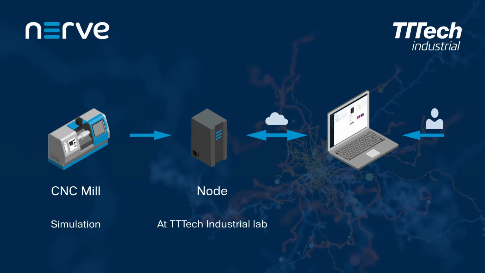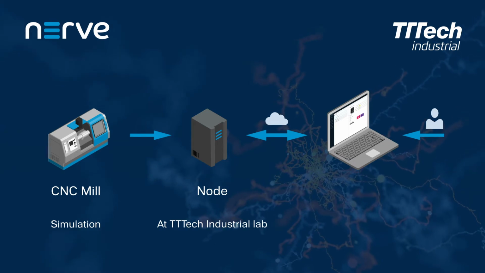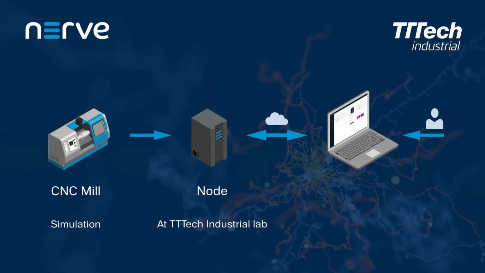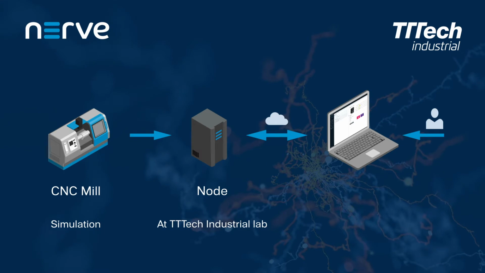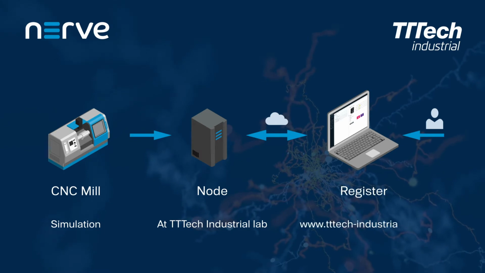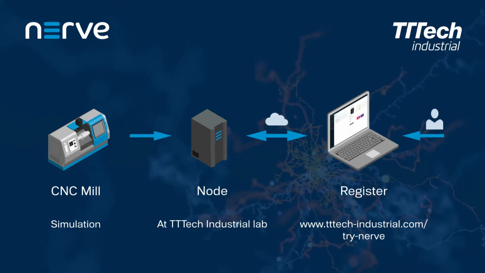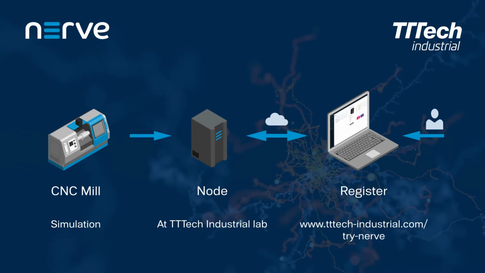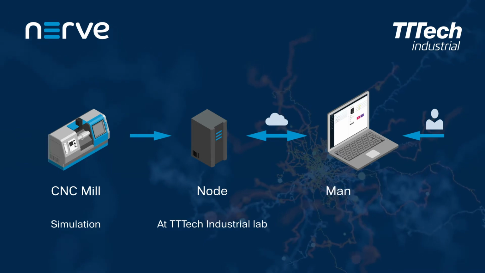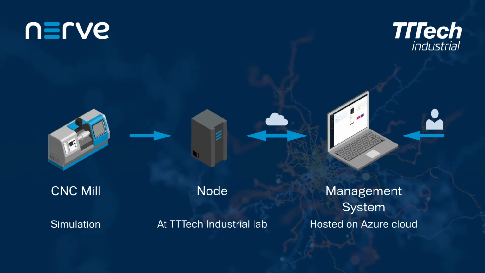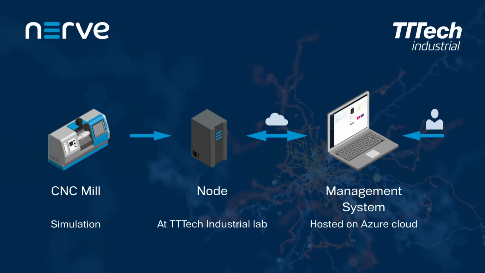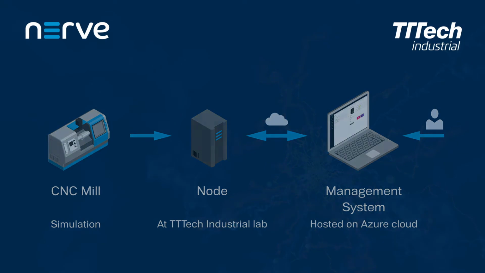To run through the tutorial, you will need login credentials to the Nerve trial system and the Nerve Remote Connection Manager app installed on your computer. You can receive your login credentials by registering for the free trial at tttech-industrial.com/trynerve. The free trial gives you online access to the Nerve management system. With this, you can deploy software to an edge node physically located in the TTTech Industrial Lab in Vienna.